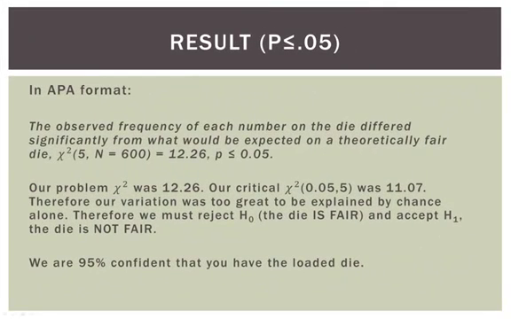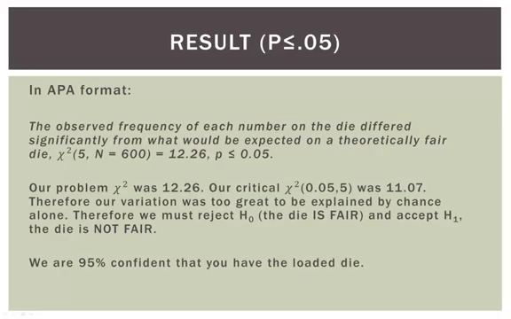So how do we interpret that result? Now, if we actually use the APA format, which I encourage you to do, depending on your discipline, of course, what we would say is that the observed frequency of each number on the die differed significantly from what would be expected on a theoretically fair die. Now, of course, we have our chi-square, 5 is our degrees of freedom, n is the number of times we rolled the die, and that equaled 12.26. And then our p-value was 0.05. So if you were writing this in a journal, that's exactly how it would look in APA format.